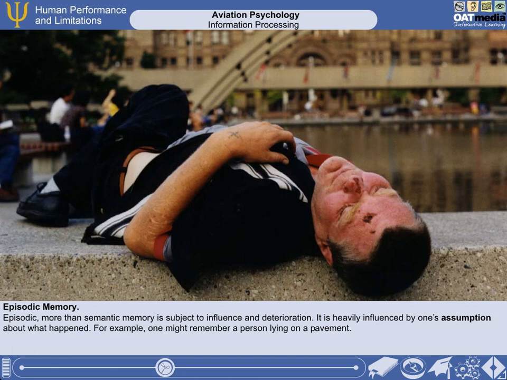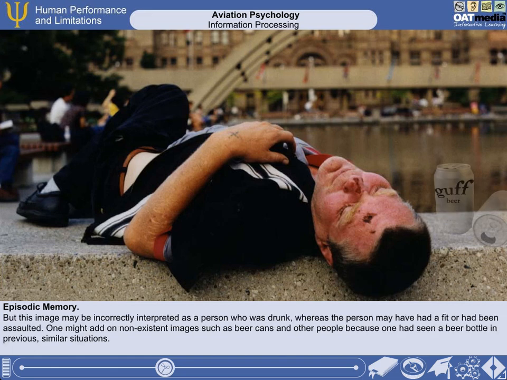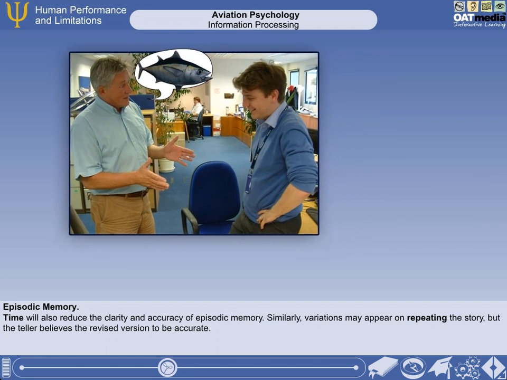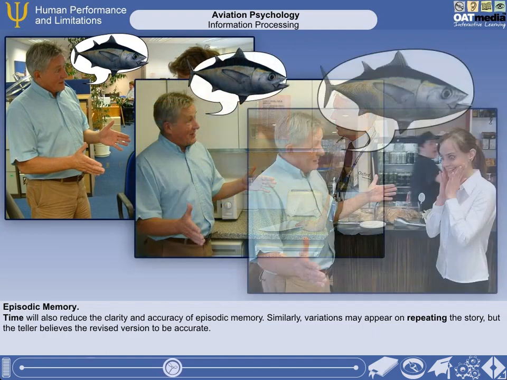For example, one might remember a young person lying on a pavement. But this image may be incorrectly interpreted as a person who was drunk, whereas the person may have had a fit or had been assaulted. One might add on non-existent images, such as beer cans, and other people, because one has seen a beer bottle in previous similar situations. Time will also reduce the clarity and accuracy of episodic memory. Similarly, variations may appear on repeating the story, but the teller believes the revised version to be accurate.